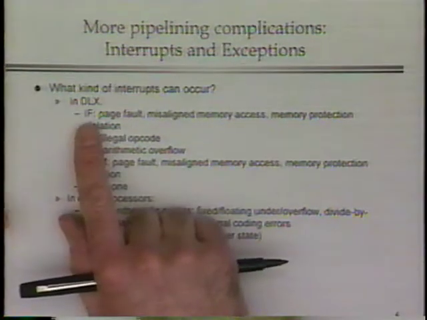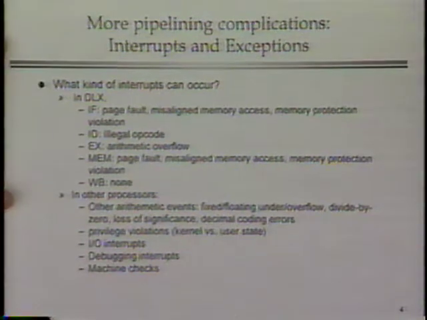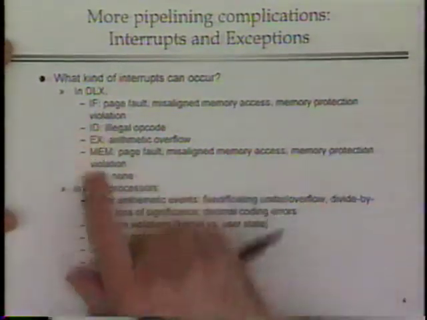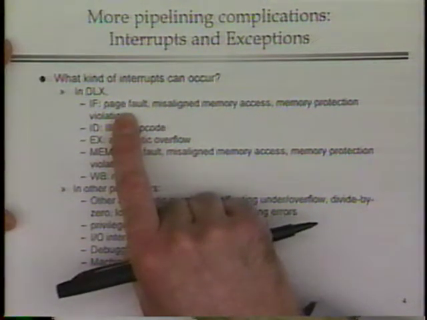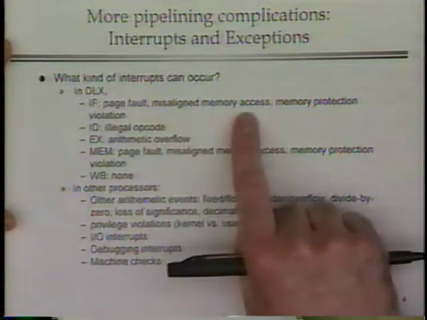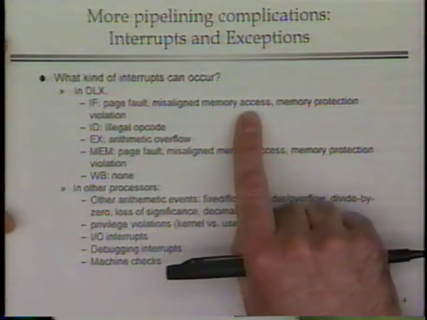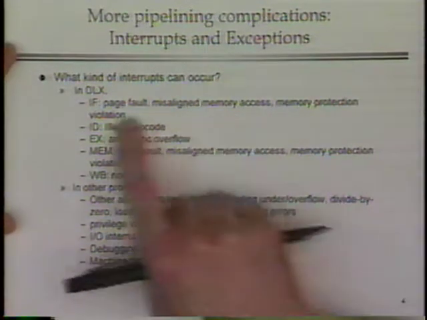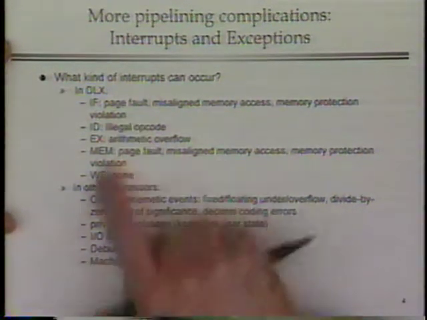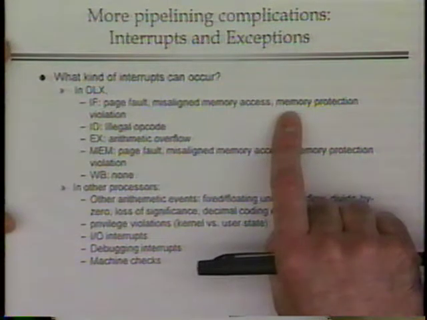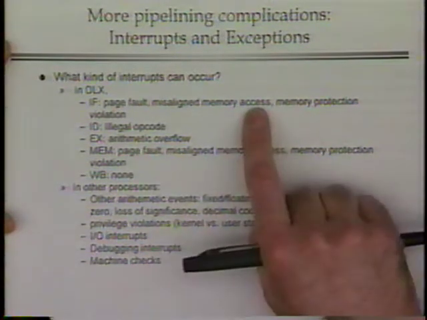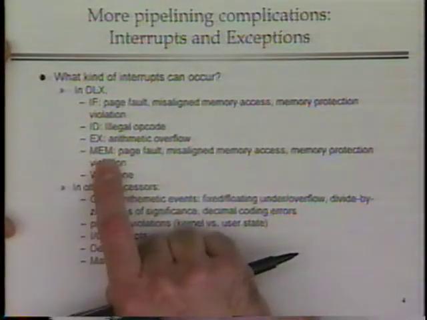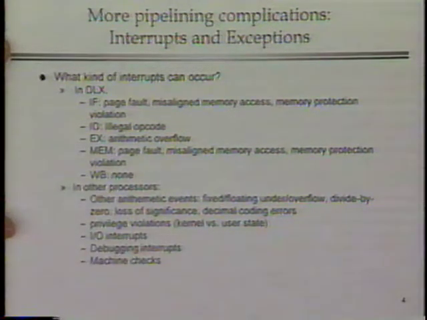But let's look in particular for DLX at what kind of interrupts or faults or exceptions can occur in each of the different stages. Well, in the instruction fetch, we're fetching from memory. Instructions are aligned on 32-bit boundaries. We could get a misaligned memory access if the program counter has an address which is not a multiple of 4. We could get a page fault if this is a virtual memory machine. We could get a memory protection violation if you don't have the appropriate access rights. And in fact, those are exactly the same kinds of errors or interrupts that could occur in the memory stage, where it's loading or storing a data operand.